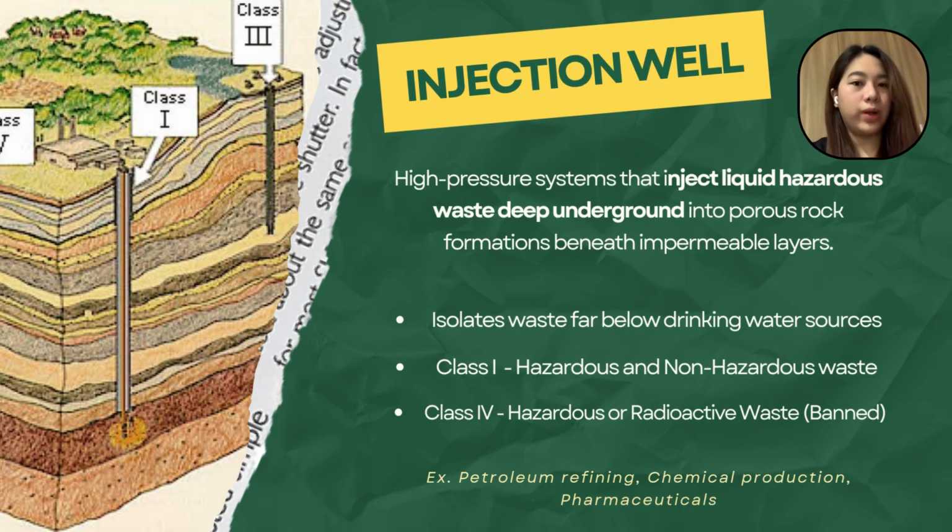Finally, we have injection wells. These are deep wells usually drilled thousands of feet below drinking water sources. They're used to inject hazardous and non-hazardous liquid waste into deep rock formations. There are two main types: Class 1 wells, which are still used for deep injection at industrial sites, and Class 4 wells, which are now banned because they were too shallow and pose a risk to drinking water. Industries that use injection wells include petroleum refining, chemical productions, and pharmaceuticals.